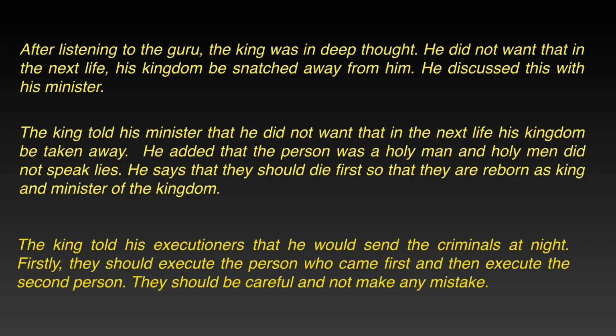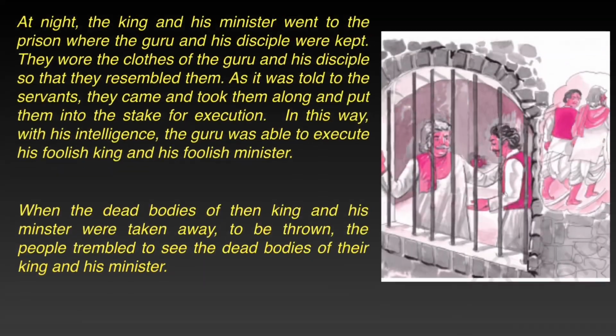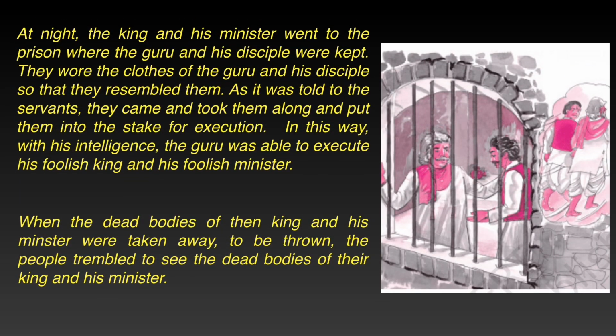The king told his executioners that he would send the criminals at night. Firstly, they should execute the person who came first and then execute the second person. They should be careful and not make any mistake. At night, the king and his minister went to the prison where the Guru and his disciple were kept. They wore the clothes of the Guru and his disciple so that they resembled them. As it was told to the servants, they came and took them along and put them onto the stake for execution. In this way, with his intelligence, the Guru was able to execute his foolish king and his foolish minister.